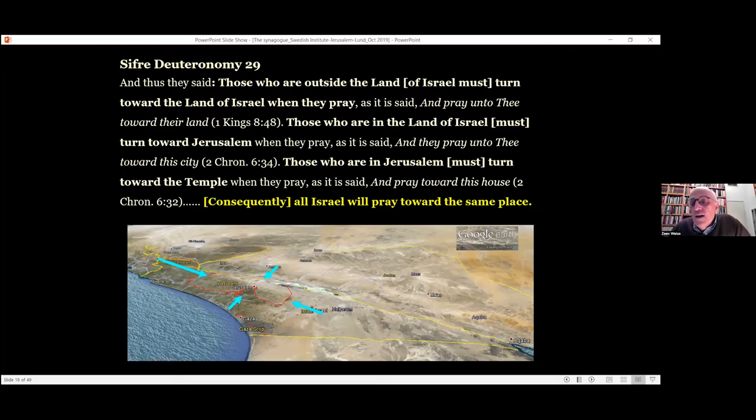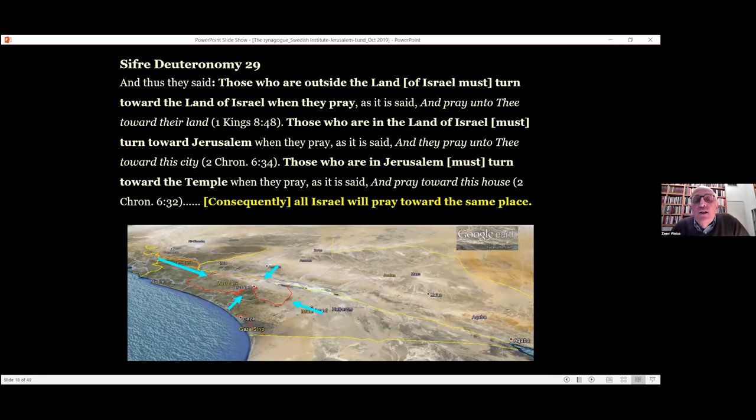It doesn't make a difference where exactly you are located in the land of Israel, whether in the Galilee, in the coastal city, in the Jordan Valley or in Judea. You have to direct your prayers toward Jerusalem. If you're in the north, you look southward. If you live on the coastal area, you look eastward. If you're in the Jordan Valley, you look westward. And if you are in Judea, you look northward. You orient your building northward.